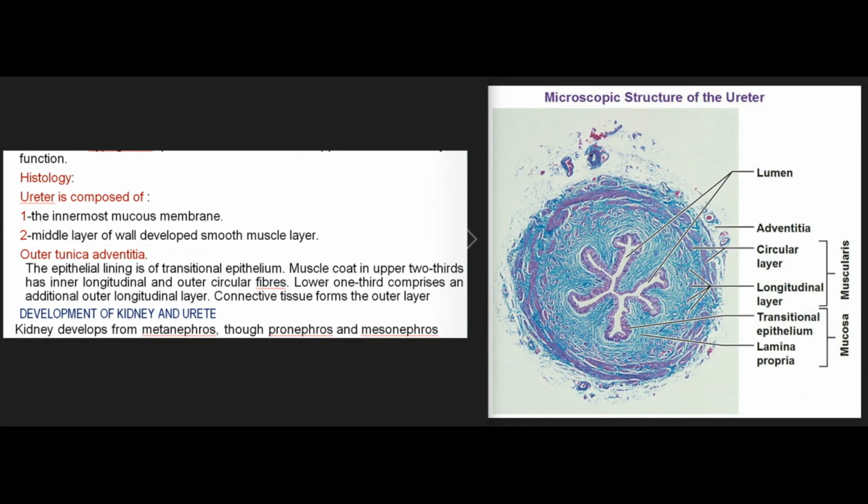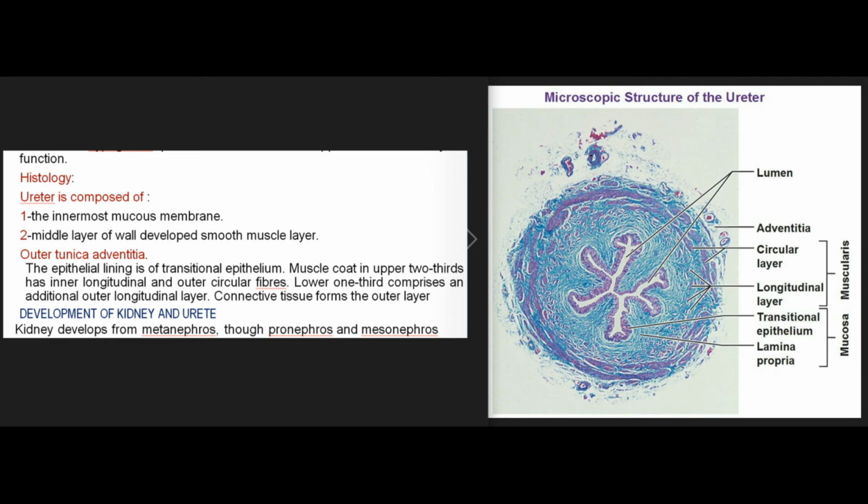Histology. The ureter is composed of: 1. The innermost mucous membrane, 2. The middle layer of wall, developed smooth muscle layer, and 3. The outer tunica adventitia. The epithelial lining is of transitional epithelium. The muscle coat in the upper 2/3 has inner longitudinal and outer circular fibers. The lower 1/3 comprises an additional outer longitudinal layer. Connective tissue forms the outer layer.